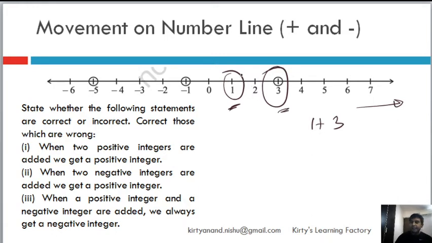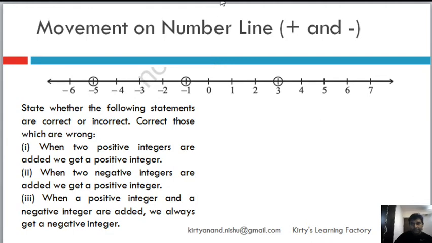There is no way that there is going to be a negative integer to the right of a positive integer, right? So by that logic we can easily assume that yes, when we add two positive integers we always get a positive integer. Simple as that. Now let's move to the next one and see what it is.